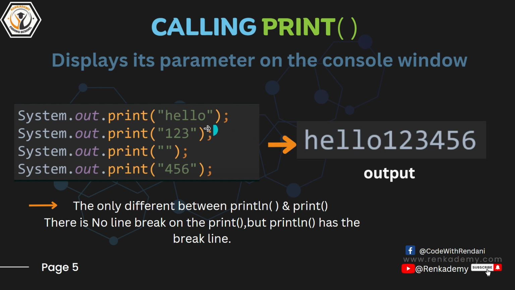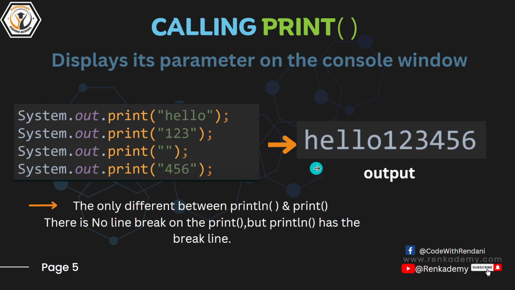First, we print hello. So the first statement is executed. And now we will execute this statement. So we print 1, 2, 3, right? After that, we are printing an empty string. So we will not print anything. And after that, we will print 4, 5, 6. So as you can see, we have 4, 5, 6 over here. And between 3 and 4, we have nothing because it is an empty string. Okay? So the only difference between println and print is that there is no line break.